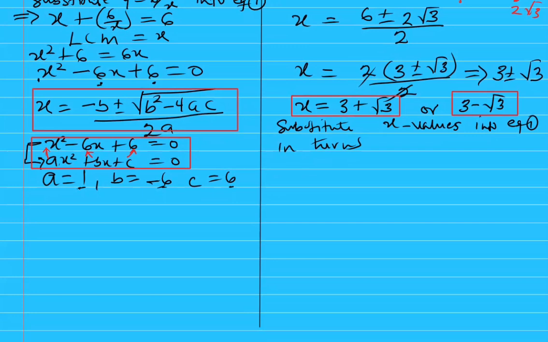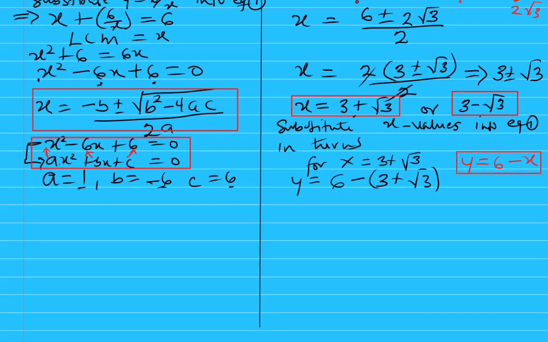So what is going to happen here is this. Let's take the first one, when x is equal to 3 plus root 3. So that means y is going to be 6 minus 3 plus root 3. Remember, from equation 1, when you make y the subject, y is going to be 6 minus x. Take note of this. 6 minus x from equation 1. Y is equal to that.